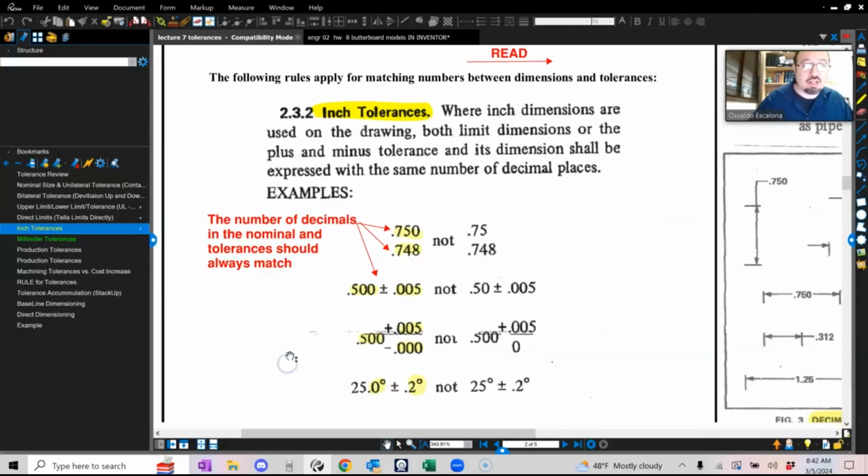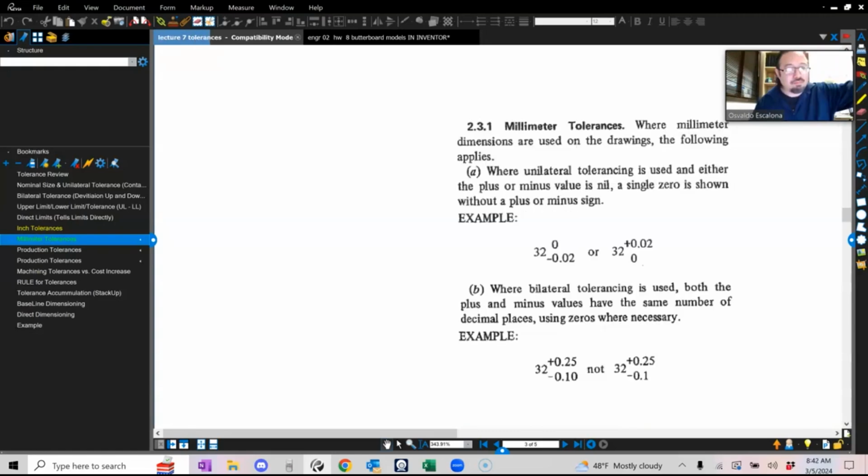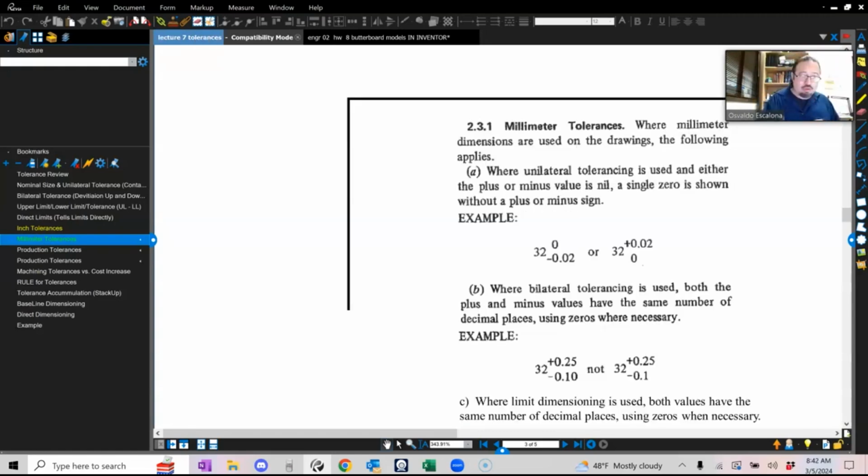So for each tolerance, it is not too bad, but if you were to do millimeter tolerance, then it would be a little bit harder. For millimeter tolerance, there are more rules.